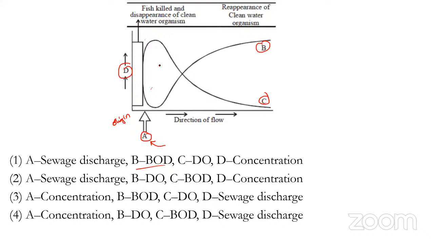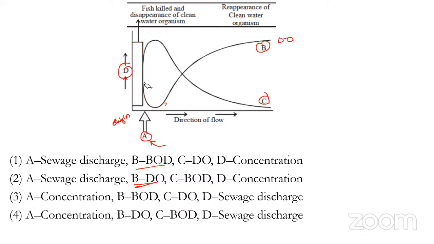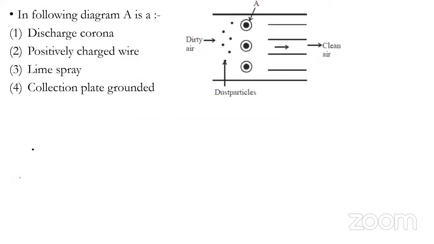So B should be dissolved oxygen, because the concentration of dissolved oxygen has decreased. As soon as the sewage water is released, suddenly the BOD has increased. Which means C should be BOD and D should be the concentration of oxygen. So the answer should be B or 2.